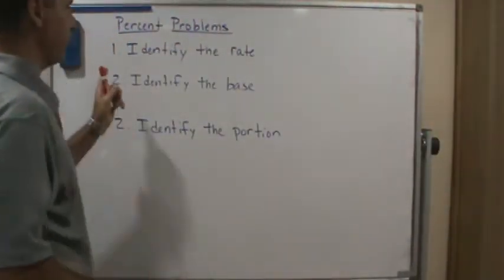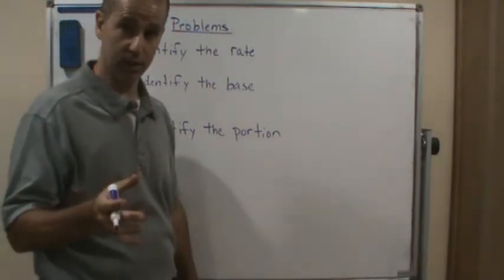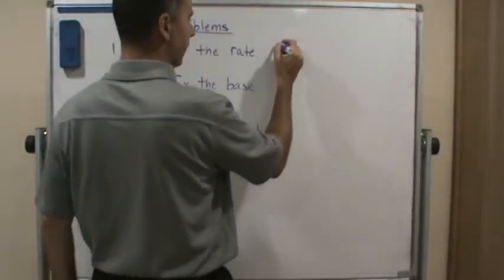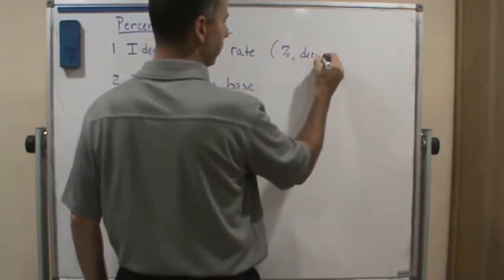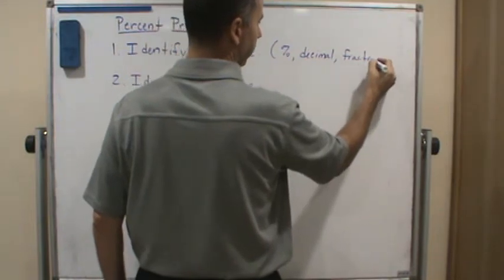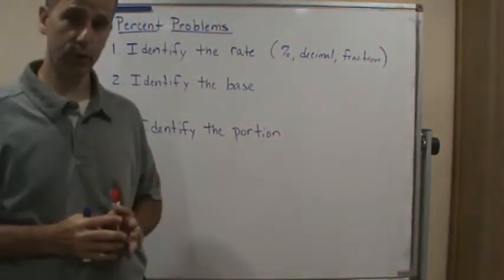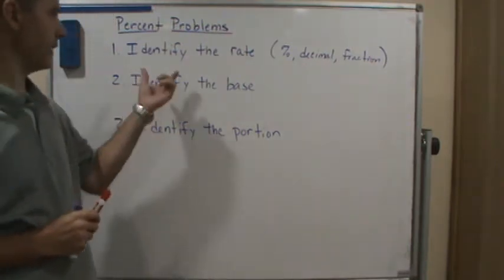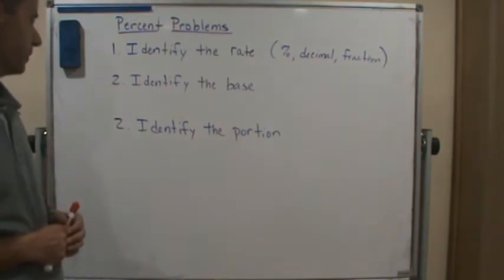So one, identify the rate. The rate is usually given as a percentage. It could be a percentage, it could be a decimal, or a fraction. So it's usually given in one of those three forms. Once you identify the rate, that's going to be key. That's going to be one of the three items.